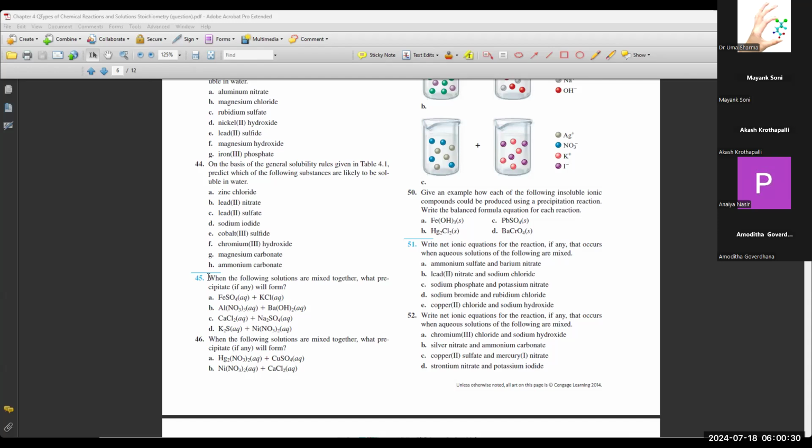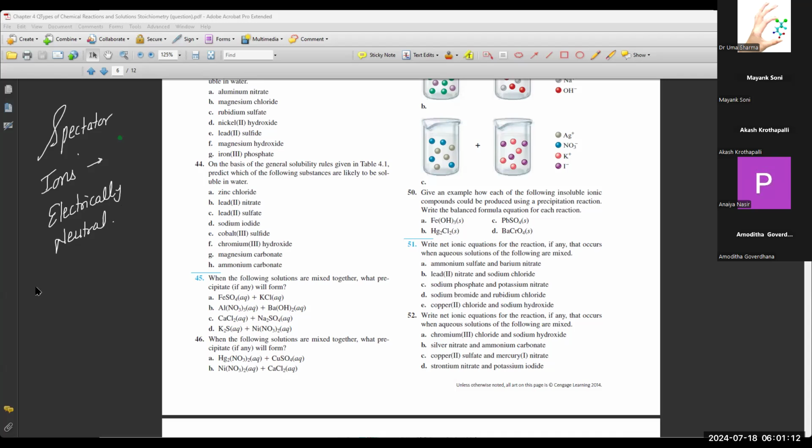Because I told you earlier also, solutions can never be charged. Solutions are never charged, right? They're always neutral. You cannot have a charged solution. So these spectator ions are maintaining the electrical neutrality. They are making your solution electrically neutral. Solutions have to be electrically neutral. They cannot be charged. So they are lying there, but they are helping in maintaining the electrical neutrality of the solution. Let's start with this question.